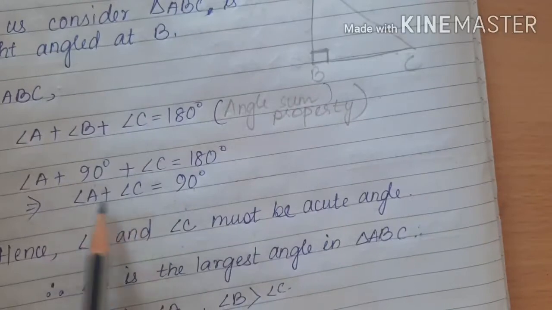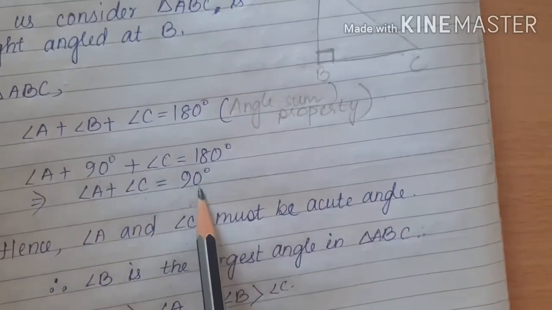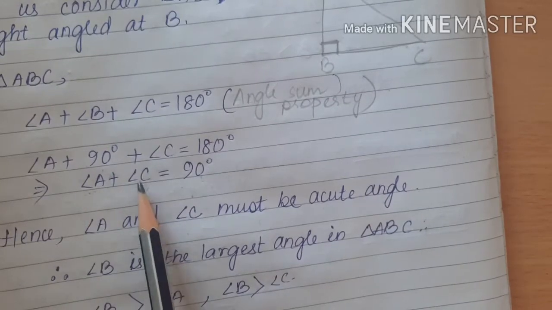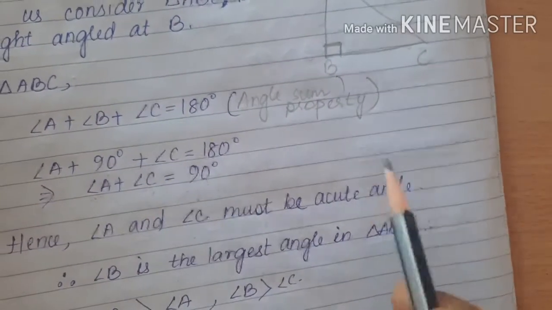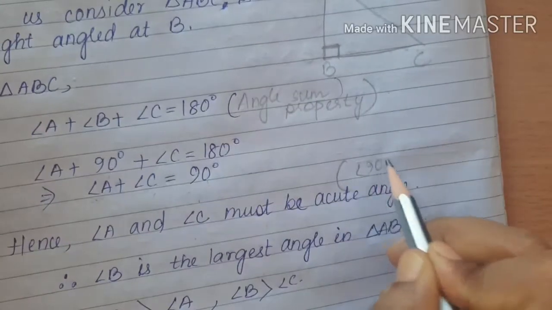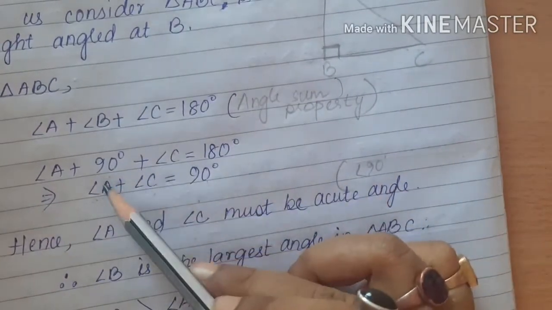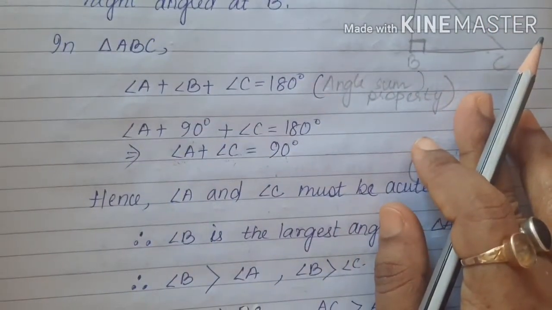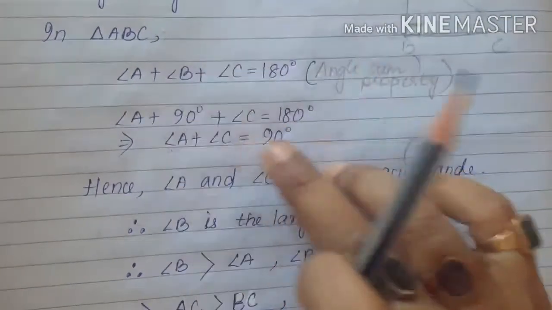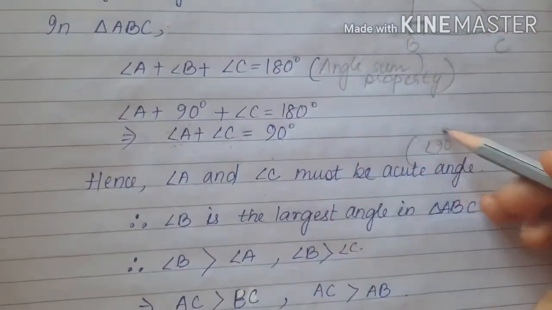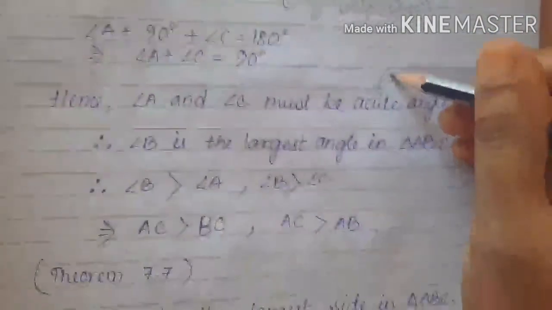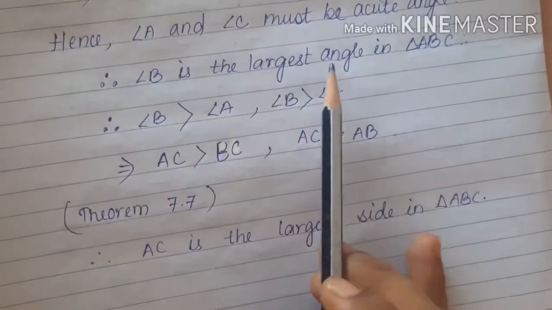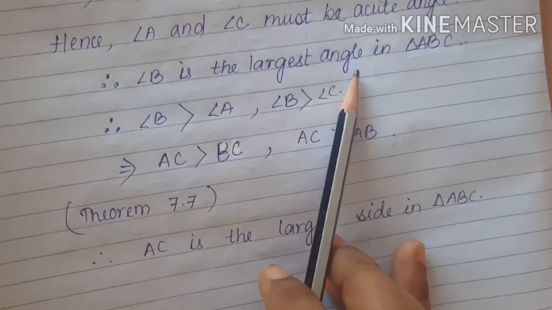If the sum of two angles is equal to 90 degrees, that means each one of the angles is less than 90 degrees. Acute angle means less than 90 degrees. So angle A and C are both less than 90 degrees, each one is less than 90 degrees. That's why the sum is equal to 90 degrees, so they must be acute angles. So angle B is the largest angle in triangle ABC, and we can conclude that angle B is the largest angle.